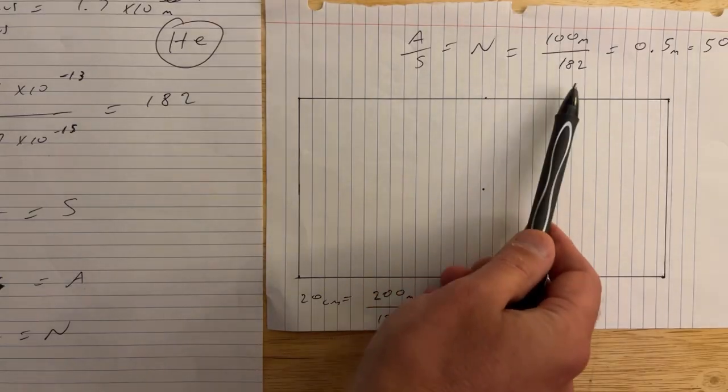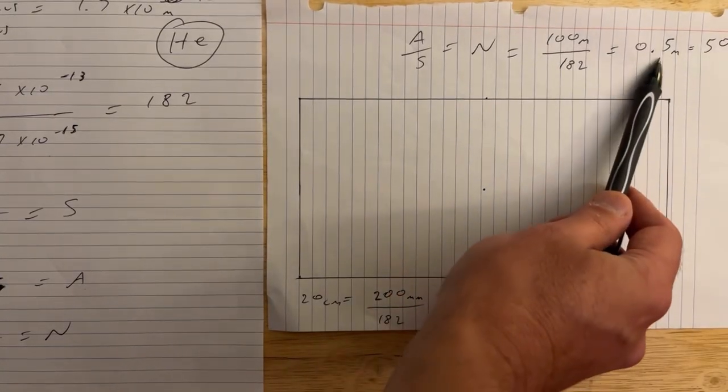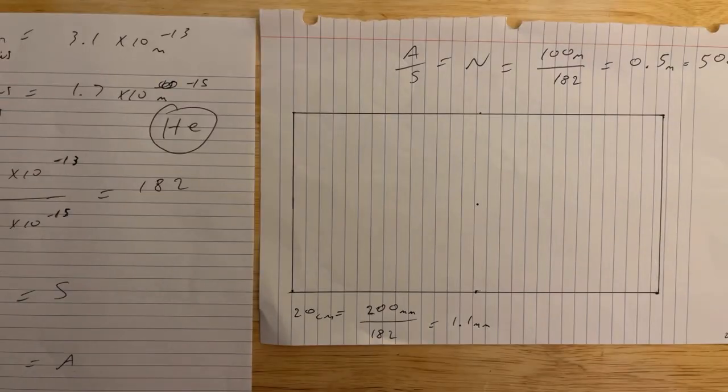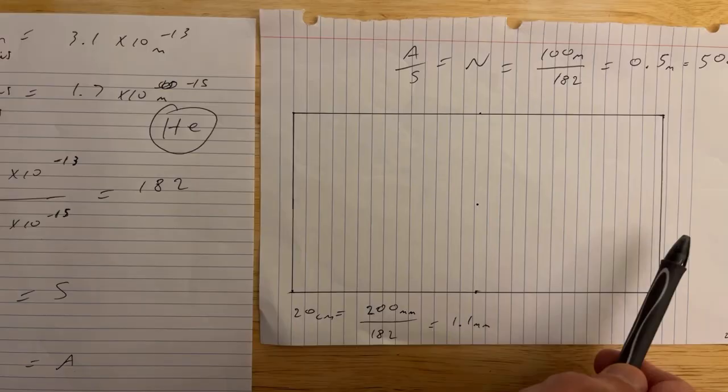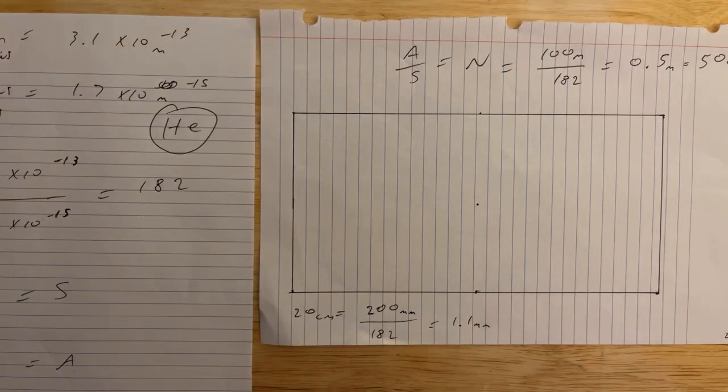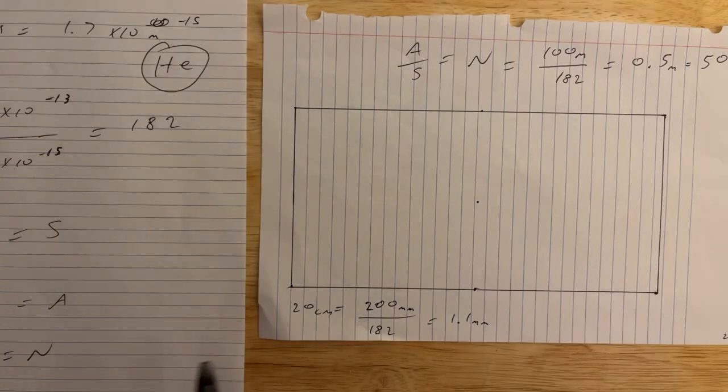100 meters, 100 divided by 182 gives 0.5 meters or 50 centimeters. What this means is if you have an atom that has the same length or the same diameter as a football field, right in the middle of that football field you'll have a little 50 centimeter ball that'll represent the nucleus. I drew a scale model right here, 20 centimeters to represent the length of the football field.